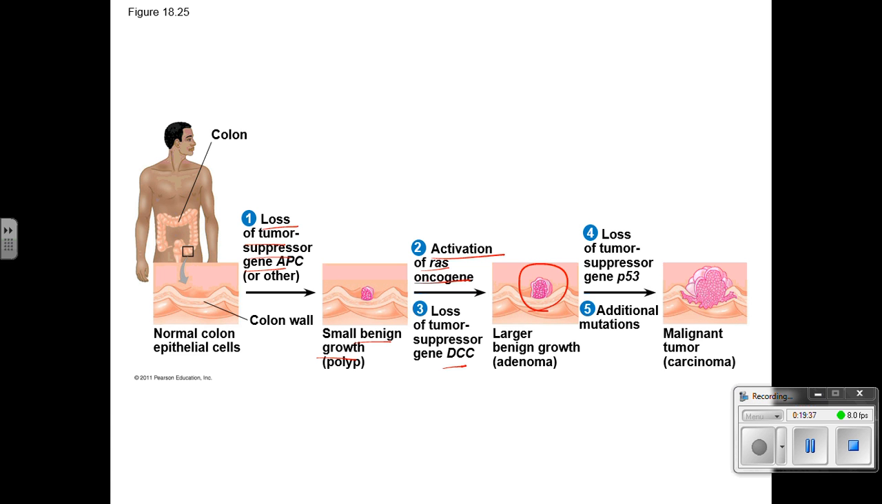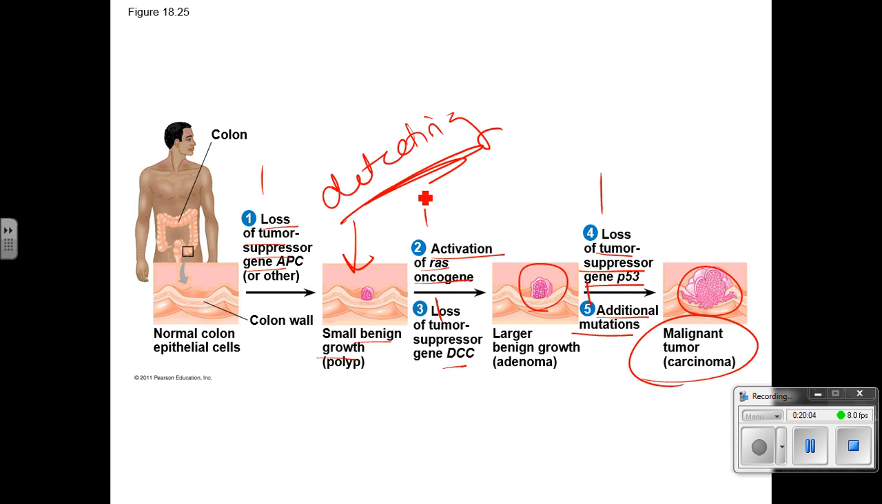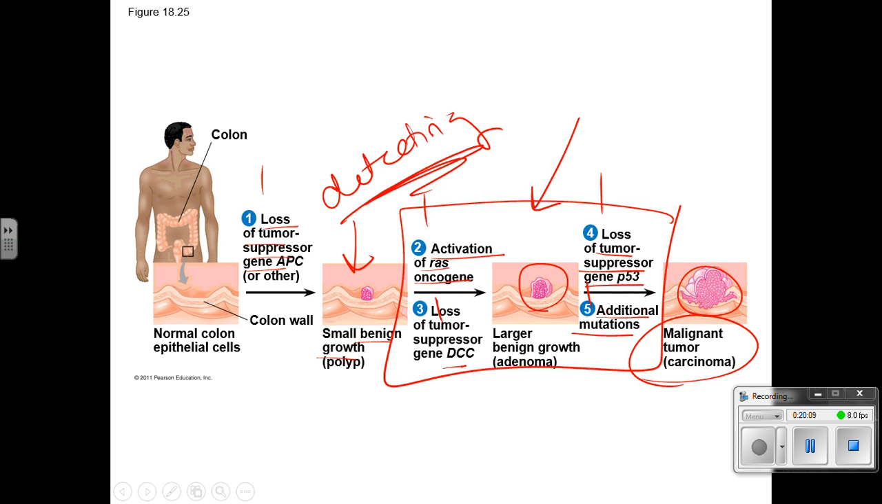Remember, benign means it's not yet cancerous. Now we've lost another tumor suppressor gene, and then we have additional mutations on top of that, and all of a sudden we have a malignant tumor. So it's a multiple hit process. The more hits you get, the more likely you are to develop the cancer. That's why detecting the cancer back here, detecting it early, is so important, because we might have been able to prevent all of those from happening if we could detect it early enough.